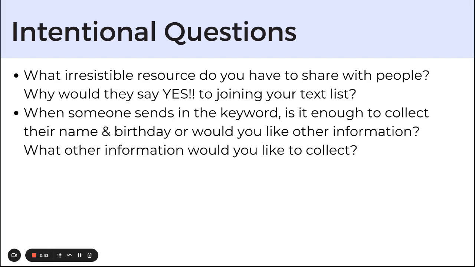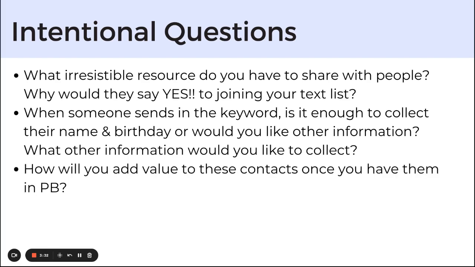Next, when somebody sends that keyword to you to get access to your irresistible resource, is it enough to collect their name and birthday, or is there other information that you would like to have? So think about what other information you would like to collect. And I'd be very careful here about how much information you choose to collect. People get a little overwhelmed when we are asking for more than 3 to 5 pieces of information. So first name makes a lot of sense, but what else do you really need to know about them right up front to be able to serve them well? Once you have an answer to this question, you can move on to the next one.